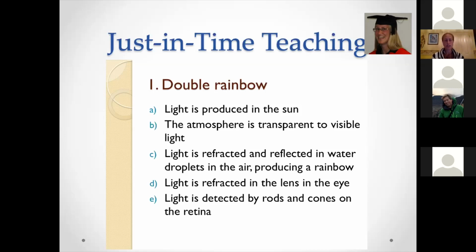cones on the retina. So for the 3-hour lecture, I would give little mini lectures on each of these, because each of these 5 parts had sections that students had found difficult in the pre-work. And we did student activities as well associated with each of these 5 parts.